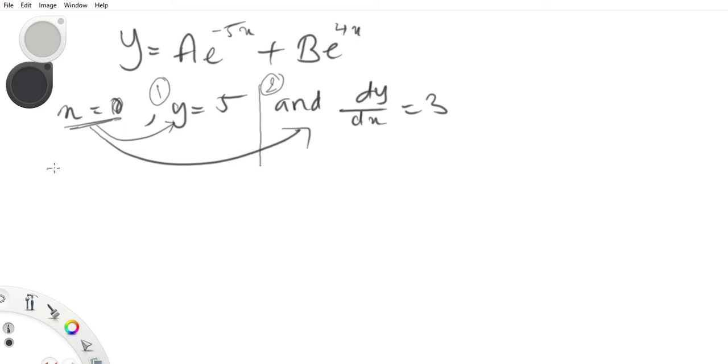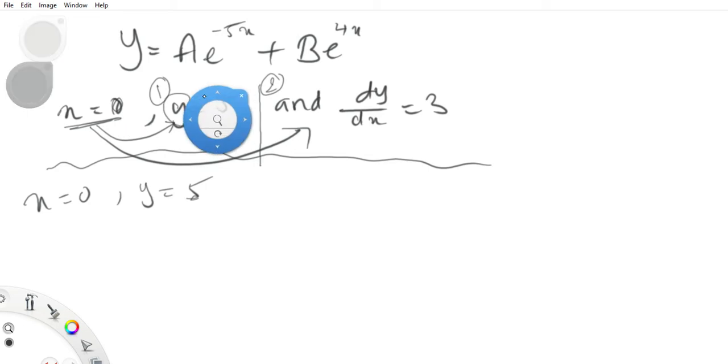There's two things happening here. We're going to solve the first one. So when x is 0, y equals 5. Well, it's not hard what we have to do here. We're going to literally replace this.